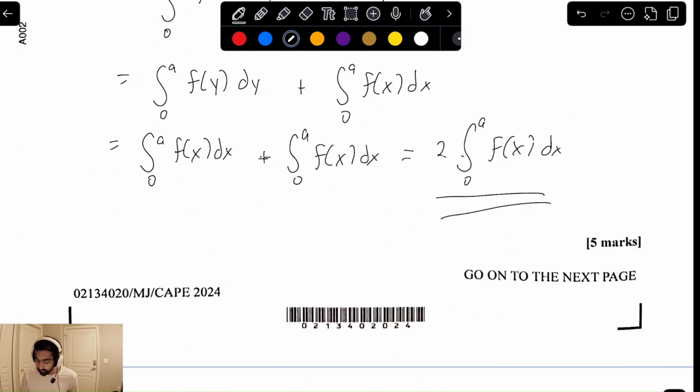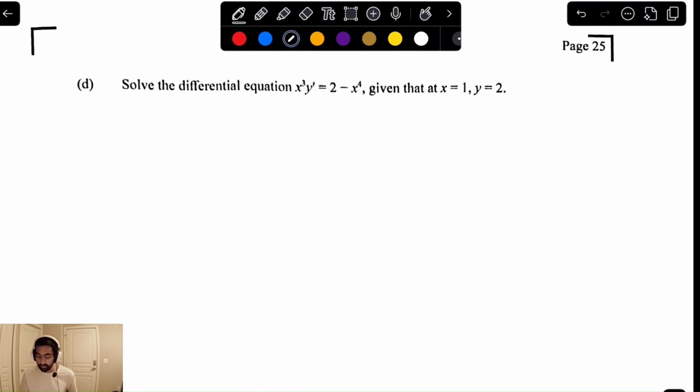Okay. Now let's move on to part D, which is a differential equation. It asks us to solve the differential equation x cubed y prime is equal to 2 minus x to the 4, given that when x is equal to 1, y is equal to 2. So we have to basically use our standard tricks to solve this differential equation. So what I can say is, okay, this is x cubed dy/dx equals 2 minus x^4.